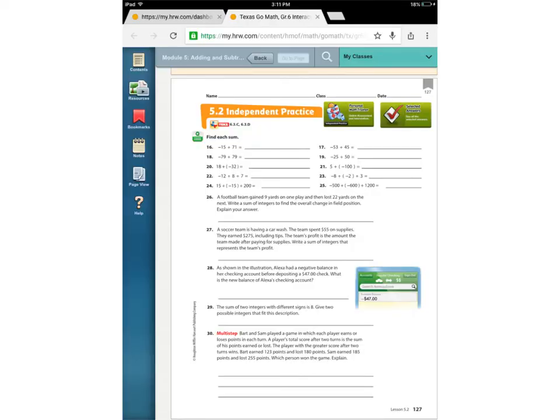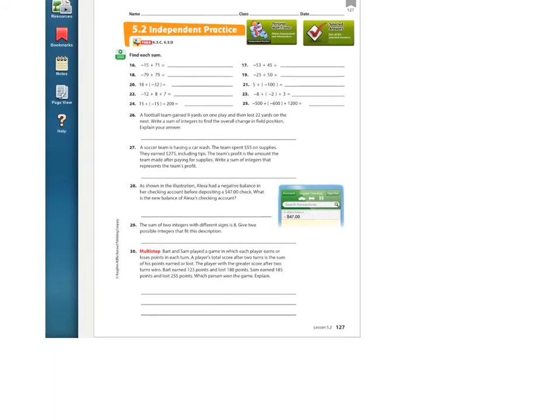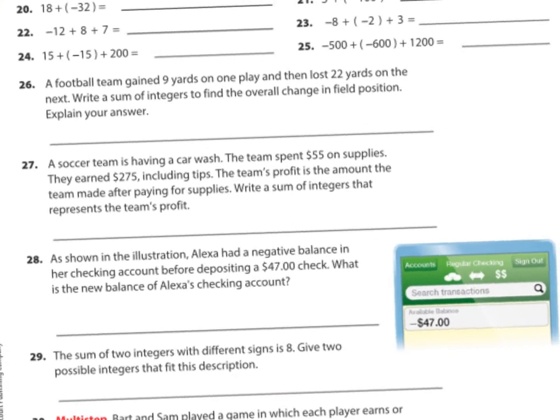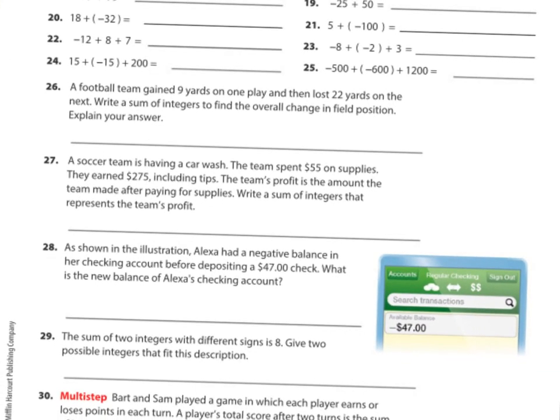Okay, I want you to make a list really quick. A little T-chart. On one side you're going to have negative words and positive words. A football team gained 9 yards on one play and then lost 22 yards on the next. Gained would be a positive number and lost would be a negative number.